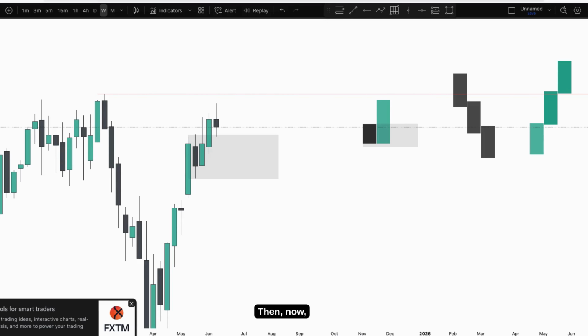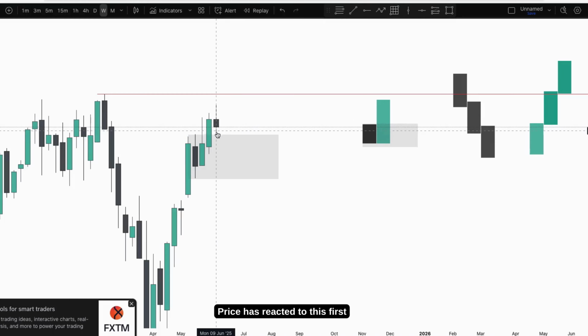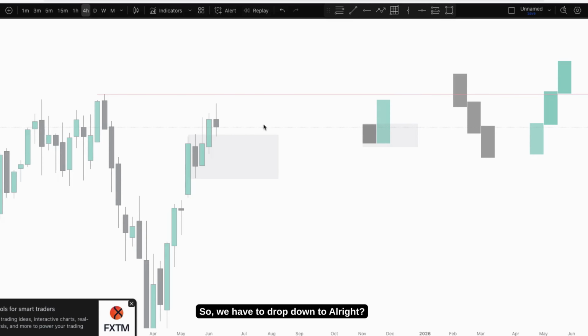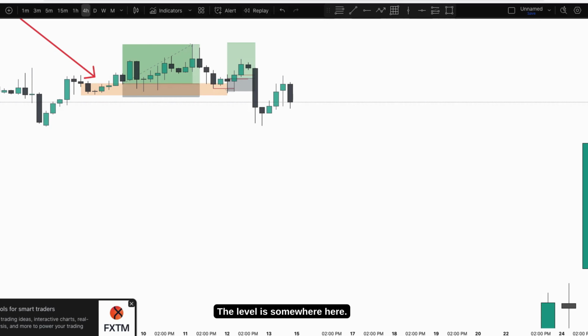Then now we have to drop down on 4-hour. Price has reacted to this first on 4-hour. So sorry, on weekly. So we have to drop down to 4-hour. All right. So price is sitting on that level. The level is somewhere here.